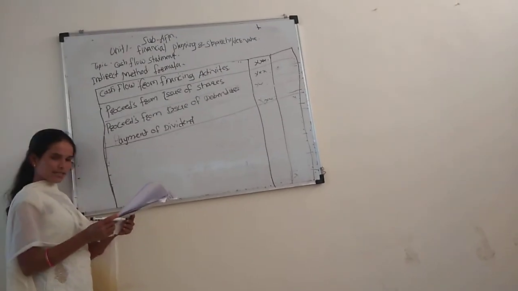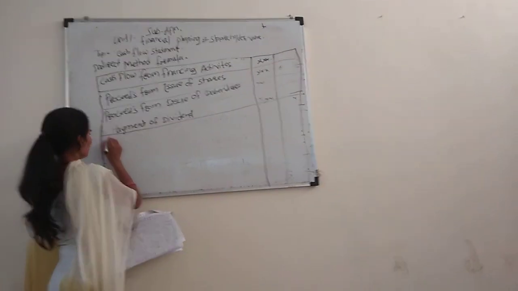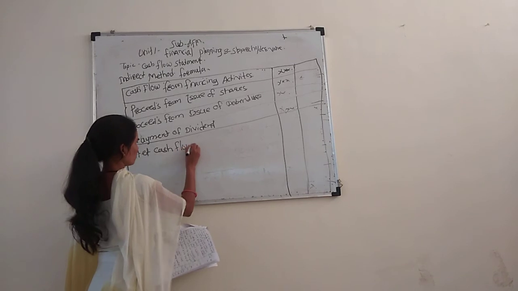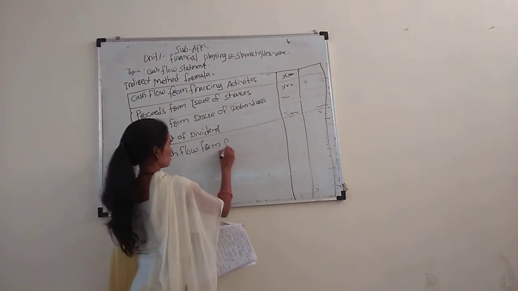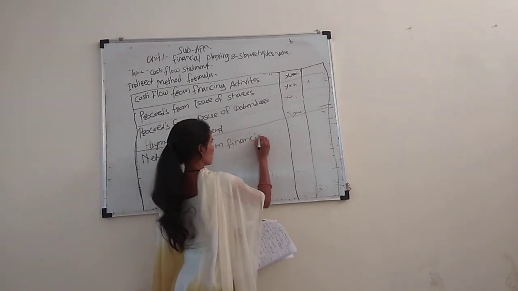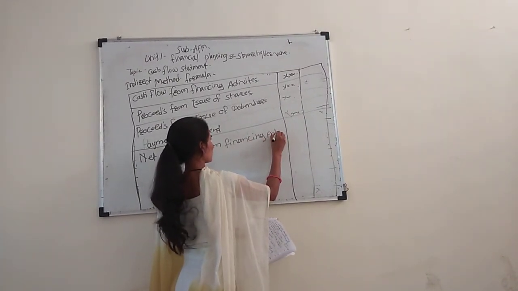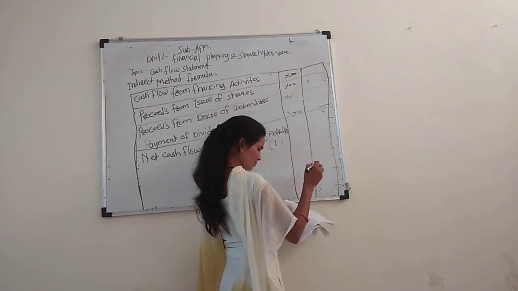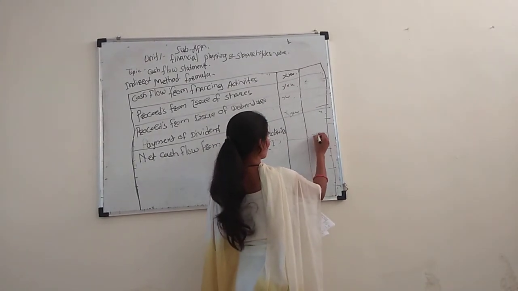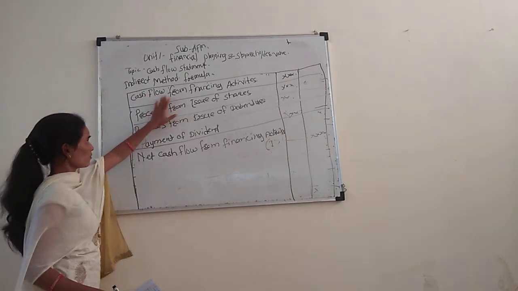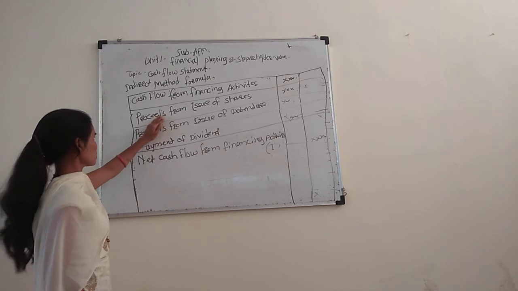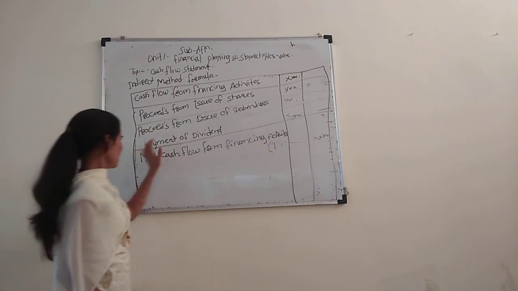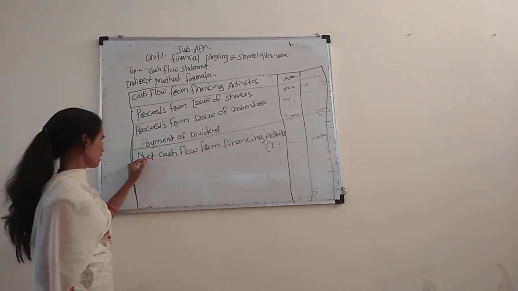And next is net cash flow from financing activity. This amount is called I, and this total is the final amount. Show the cash flow from financing activity: proceeds from issue of shares, next proceeds from issue of debentures, next payment of dividend, and the last one is net cash flow.